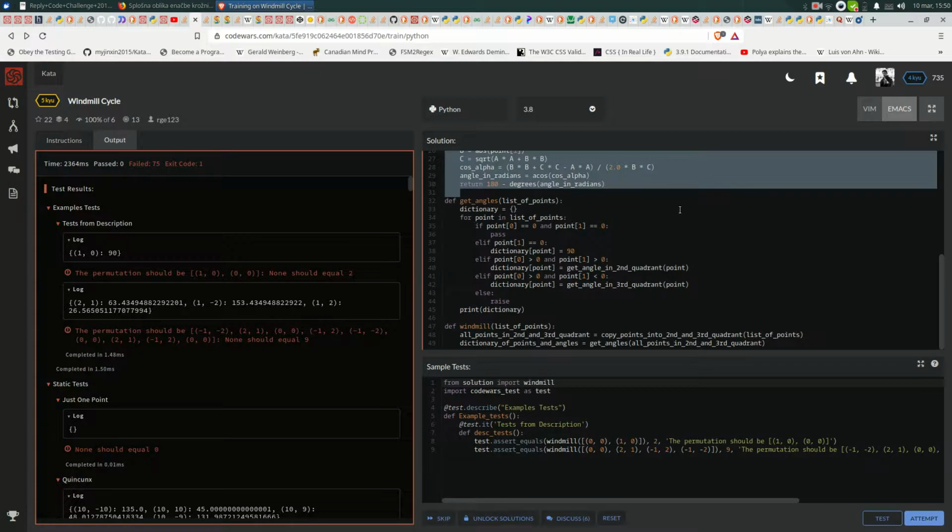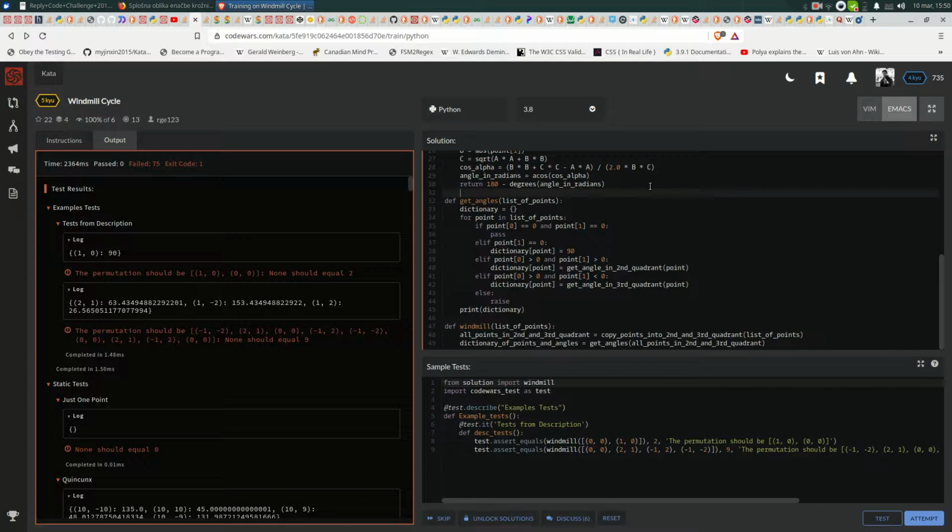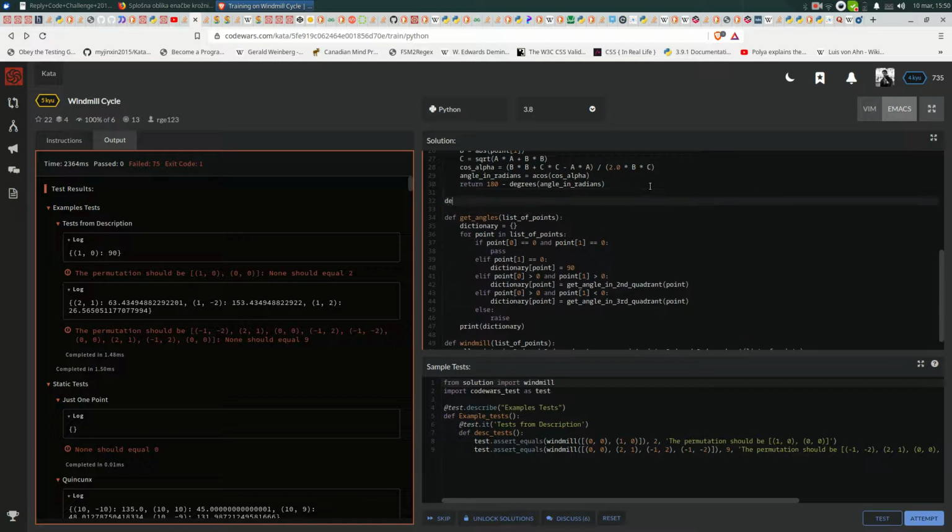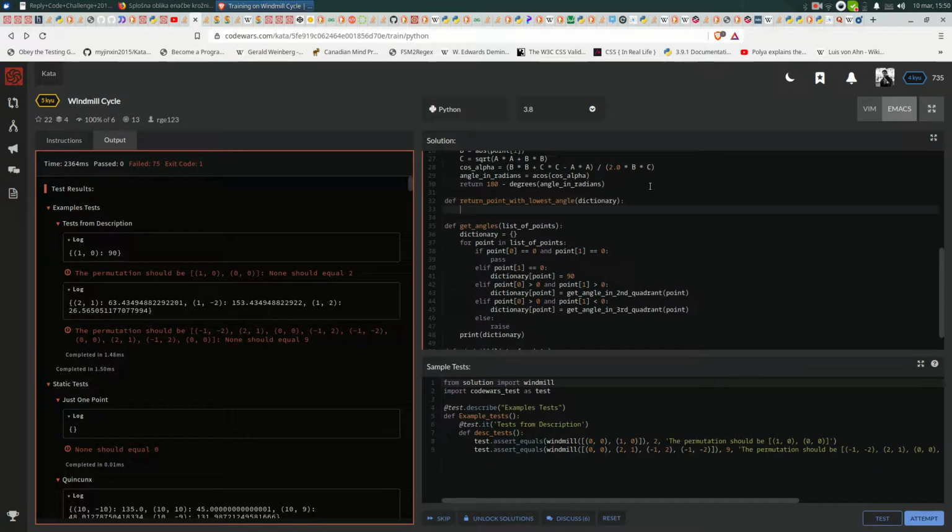Now we need to sort. Now we gotta find the lowest angle. So let's define a function: return the point with the lowest angle, from a dictionary.